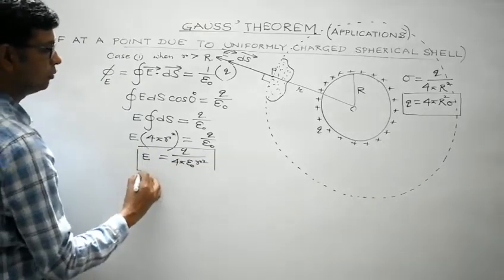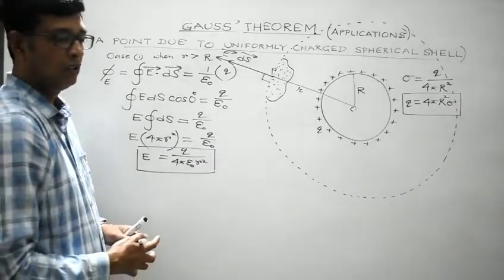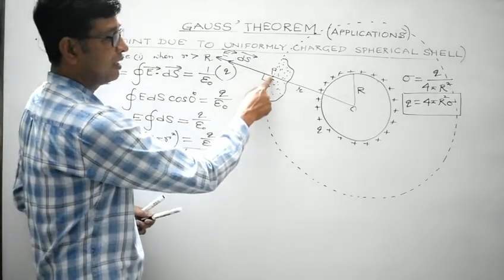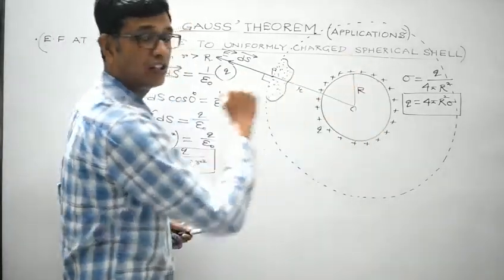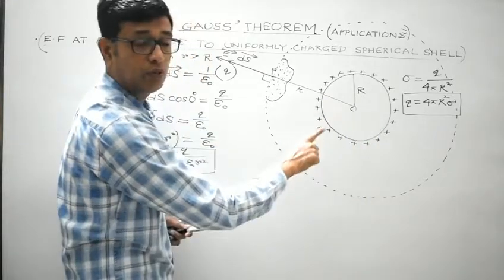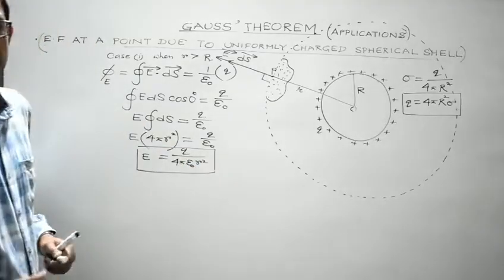Now, look, this is a formula which we are familiar with. This is the formula for a point charge as well. So, that's an important conclusion. Whenever the observation point lies outside a uniformly charged spherical shell, then the entire charge on the shell may be assumed to be concentrated at its center. That is what we have proved over here, right?